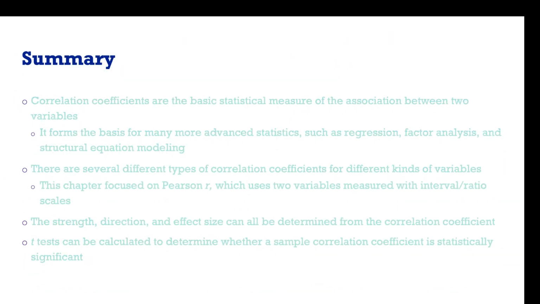So in summary, correlation coefficients are the basic statistical measure of the association or relationship between 2 variables. There are several types of correlations. The Pearson's R, or the Pearson's correlation, which we are talking about, measures two continuous variables. Correlations tell us the strength and direction, and we can get the effect size through the coefficient of determination, or R squared. And the correlations are based on the t distribution.